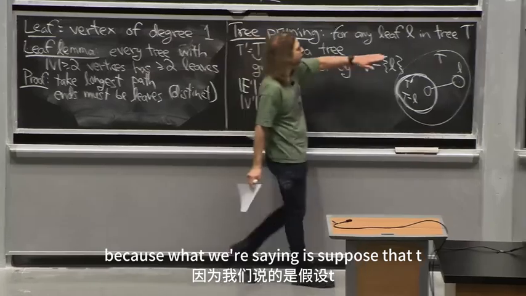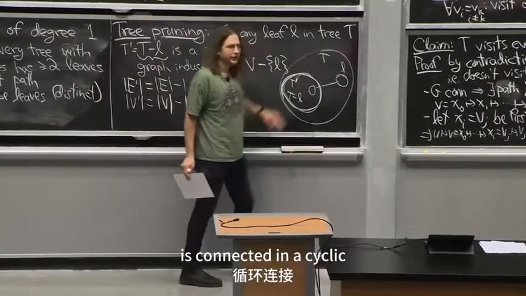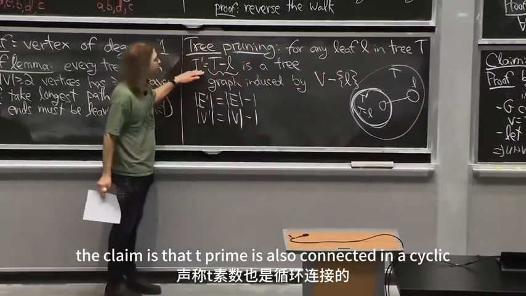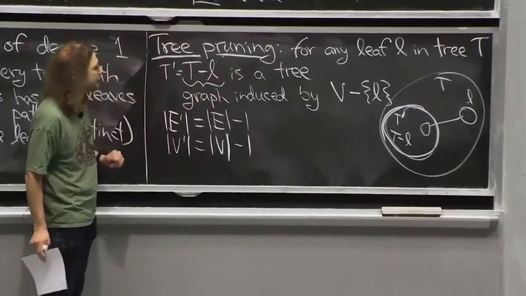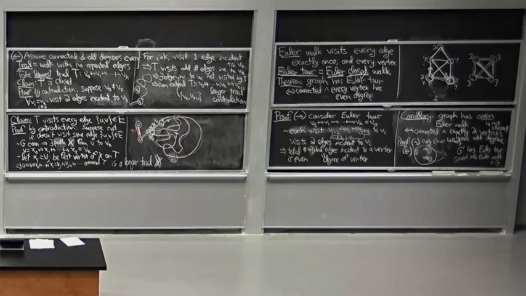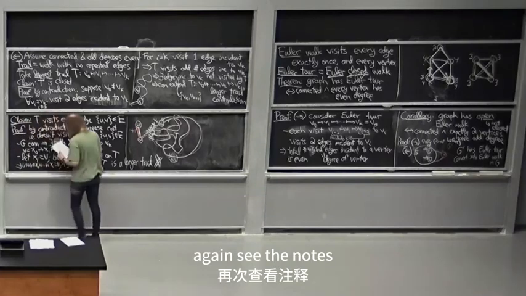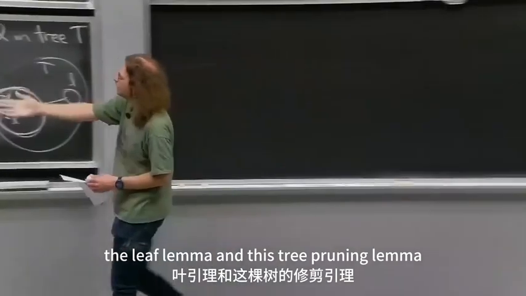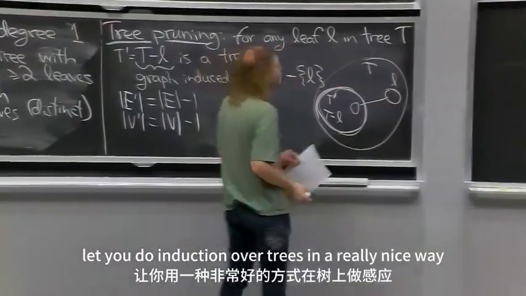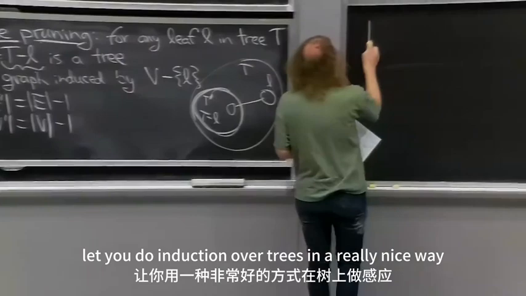Because what we're saying is, suppose that T is connected and acyclic. The claim is that T prime is also connected and acyclic. And you can just show that that's true. It's not very hard. Again, see the notes. And what this enables us to do, together, the leaf lemma and this tree pruning lemma, let you do induction over trees in a really nice way.